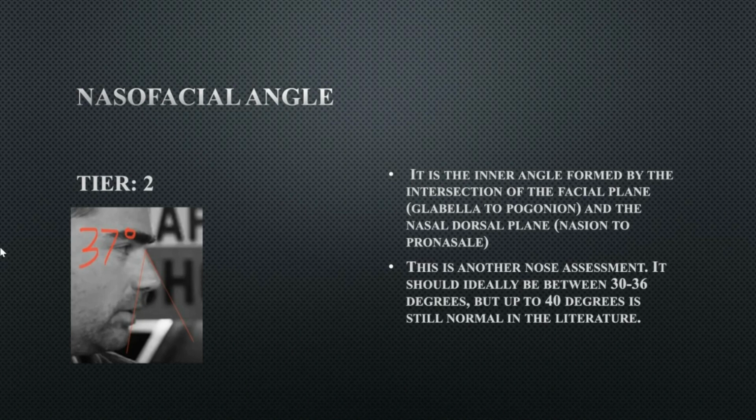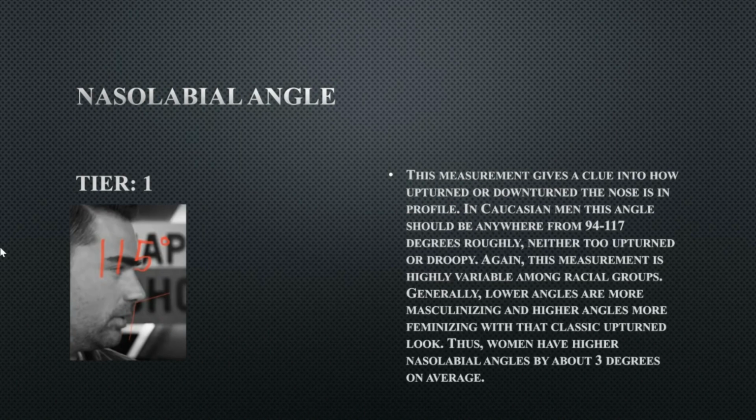His nasal facial angle, so this is the inner angle created from the nasal bridge all the way down to the chin, is slightly off by 1 degree, literally, and this is going to be a tier 2. But if his nose was a little bit less upturned, maybe he would have been within the ideal range. Still, this is not too bad at all, so that is really close to the ideal range.